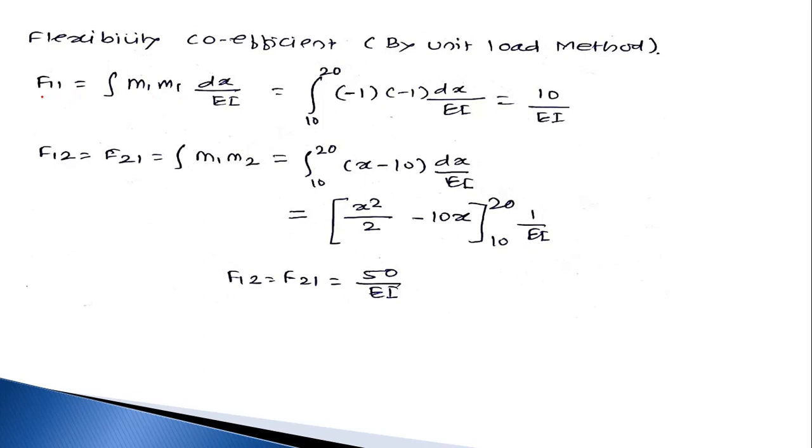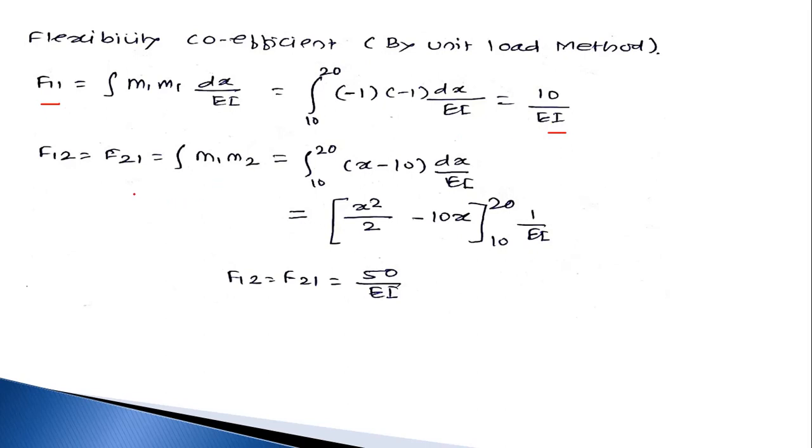So start with F11. F11 means if I want to find out coordinate F11, I want to take the integration of M1 into M1 with respect to dx upon EI. So integration of M1 into M1 dx upon EI, and we know the limits for M1 are 10 to 20. So M1 is minus 1, M1 also is minus 1, minus 1 into minus 1 dx upon EI. By simplifying this equation, we get 10 upon EI. This is the value of the F11 coordinate.